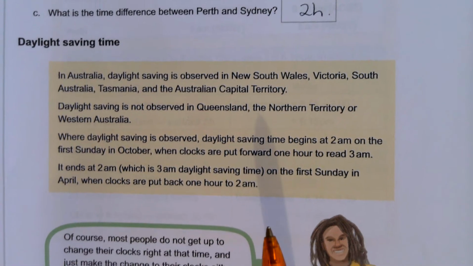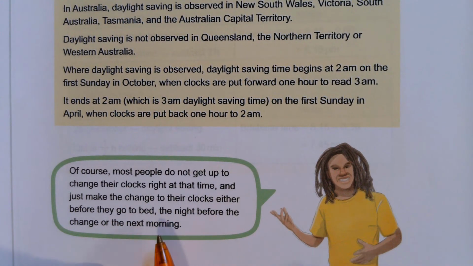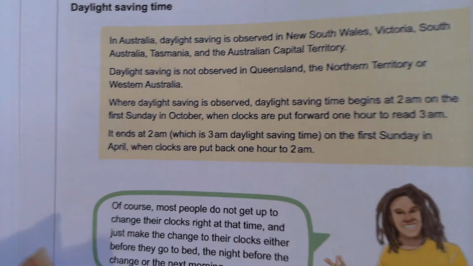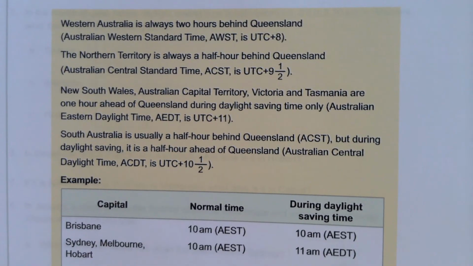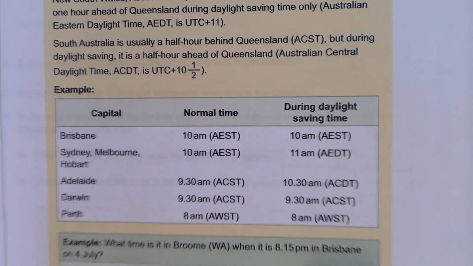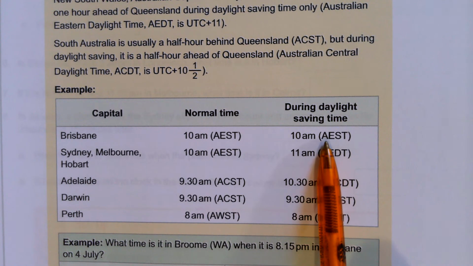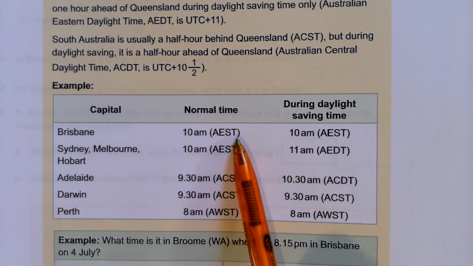Okay, and they have to put it back. So they have to change their clocks all the time. They don't do it at exactly that time, they do it before they go to bed or first thing the next morning. And anything digital will automatically do that. If you go into New South Wales, all your digital clocks will suddenly become daylight saving time, but sometimes it takes a little bit of time to happen. So here's a rundown of that. So normal time and Australian Eastern Summer Time. And this is Australian Eastern Standard Time.